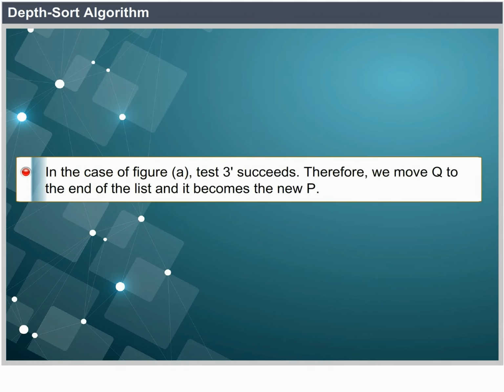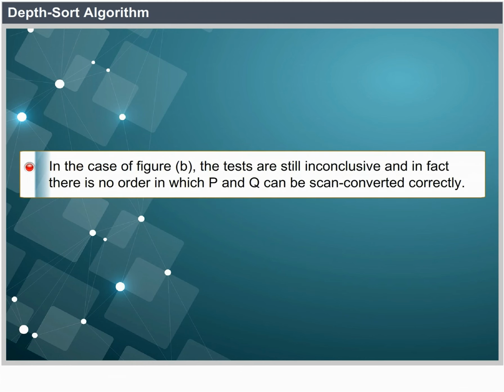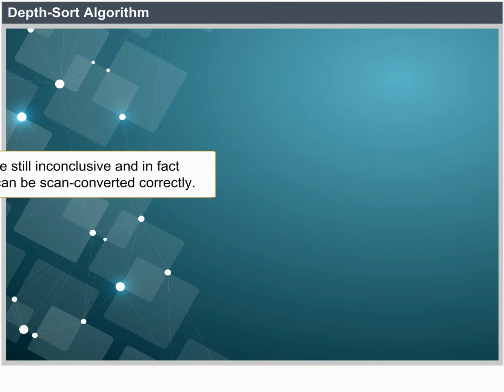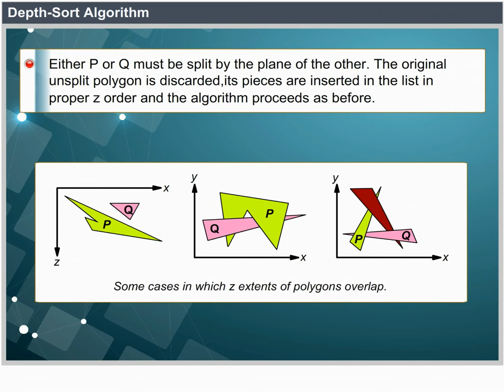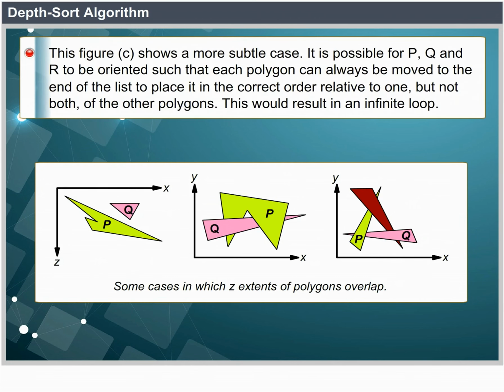In the case of figure A, test 3' succeeds. Therefore, we move Q to the end of the list and it becomes the new P. In the case of figure B, the tests are still inconclusive. In fact, there is no order in which P and Q can be scan converted correctly. Instead, either P or Q must be split by the plane of the other. The original unsplit polygon is discarded, its pieces are inserted in the list in proper Z order, and the algorithm proceeds as before. Figure C shows a more subtle case.